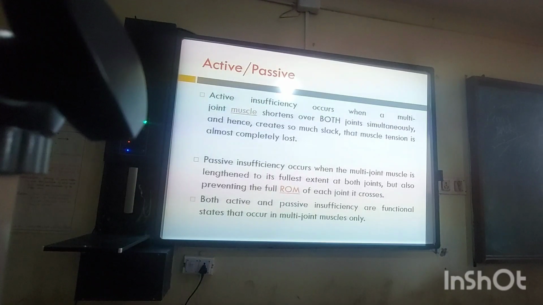Okay. Active insufficiency occurs when a multi-joint muscle shortens over both joints simultaneously and hence creates so much slack that the muscle tension is almost completely lost.